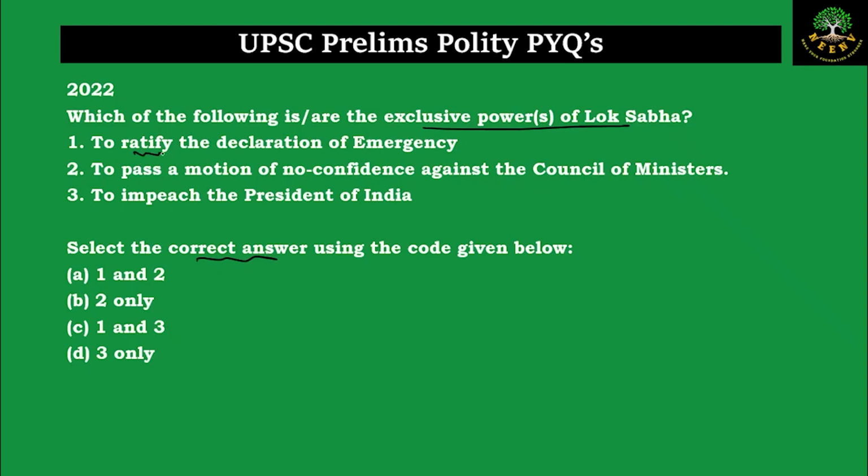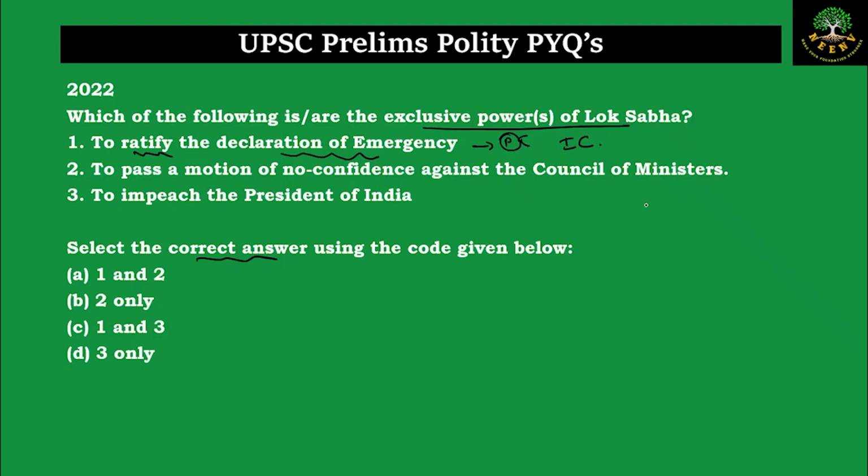When it comes to the ratification of the declaration of emergency, it will be done by the parliament. So parliament has both the houses. So it is not the exclusive power of the Lok Sabha. So hence this statement will be incorrect. To pass a motion of no confidence against the Council of Ministers.